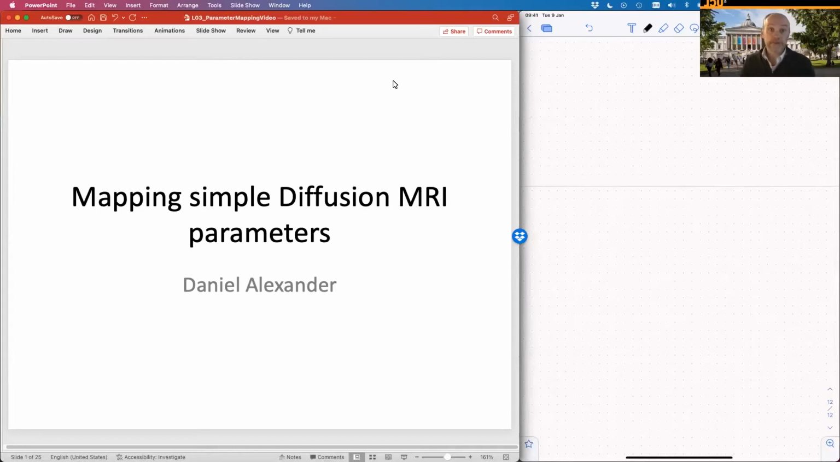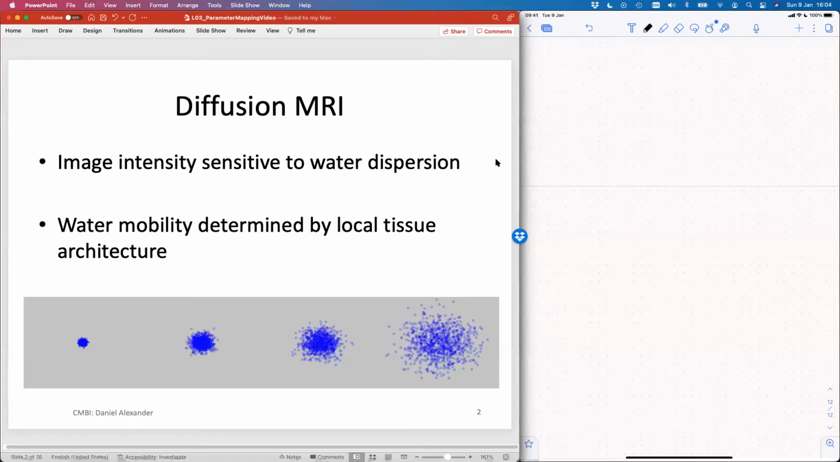This video gives a brief introduction to diffusion MRI and talks through an implementation of diffusion tensor imaging using MATLAB. Diffusion MRI gives a unique probe into the cellular architecture of tissue.